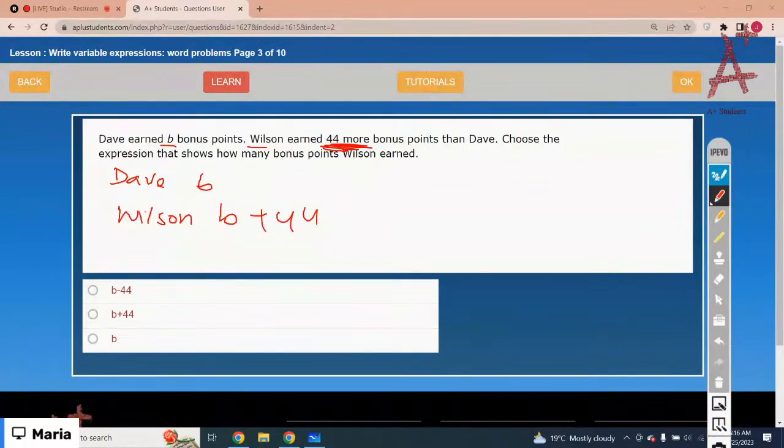So the correct option is B plus 44. Just read the question carefully, you'll get your answer. It would be B plus 44. Got it? So just select the correct option and then click on the OK button.